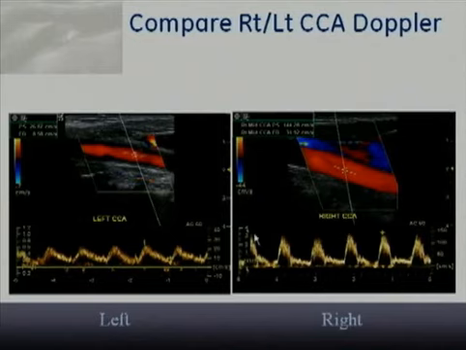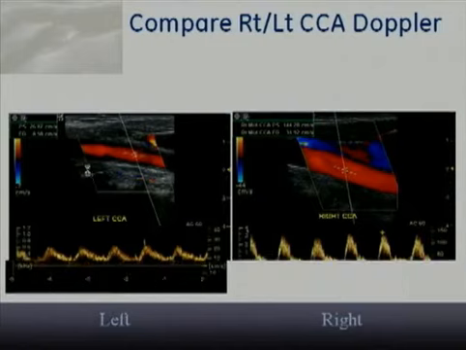Now, you might be tempted to think that the right side has a stenosis because the velocity is so high, but in actuality, this is just compensatory flow. The real pathology lies, in this case, on the left-hand side.